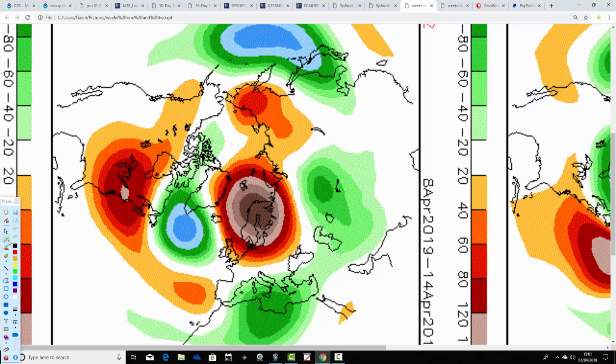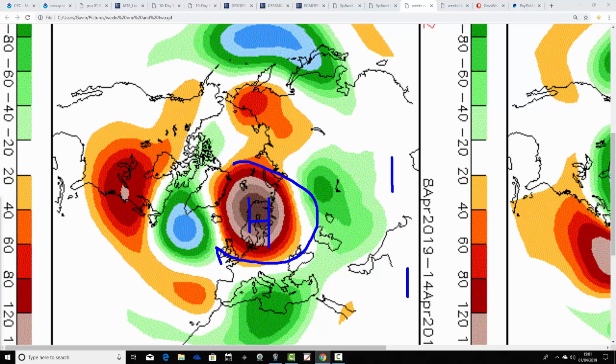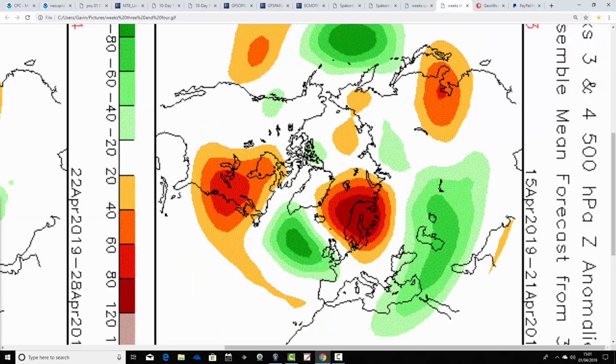All change though for week 2. This is the 8th to the 14th of April. With high pressure then in over Scandinavia, feeding in an easterly to southeasterly winds, so obviously much drier. We've replaced low pressure for high pressure, I should say, and we're bringing in the wind from an east to southeasterly direction. So you would expect it to be pretty dry and relatively mild, especially so for western parts of the country.